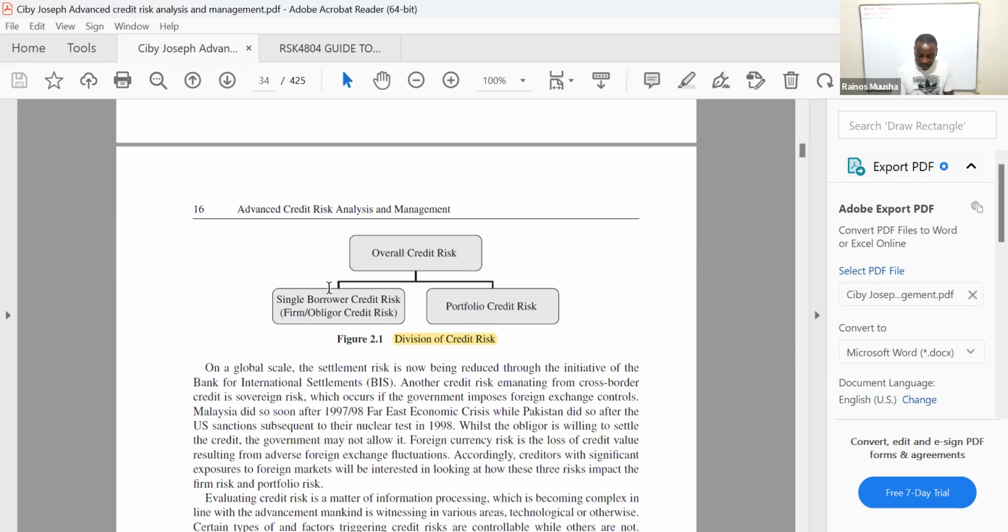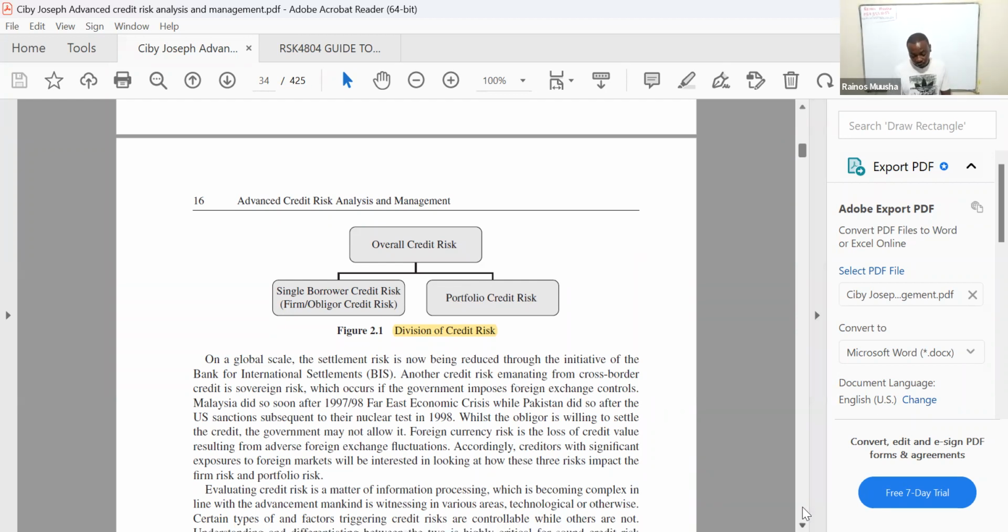We can look at credit risk from a single borrower, which is the firm or the obligor credit risk, or we can look at credit risk from a portfolio perspective, where we're looking at the combination of two or more borrowers. The combination of two or more obligors, we consider to be a portfolio credit risk level. So the weighted risk emanating from a combination of two or more borrowers, we refer to as what? Portfolio credit risk.